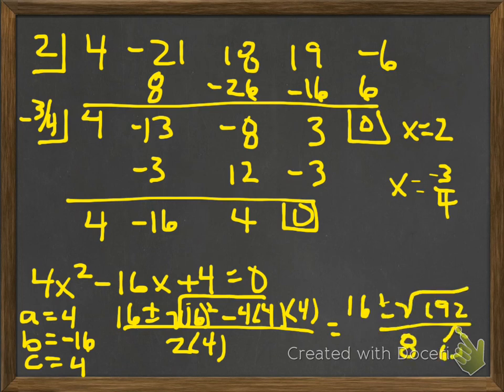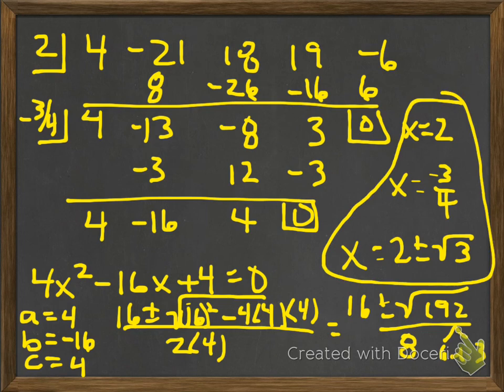Going through some of the work, you will end up with 2 plus or minus the square root of 3. 2 plus the square root of 3 is one answer, 2 minus the square root of 3 is another answer. As a decimal, 2 plus 1.7 is about 3.7, which would be the one we saw on the right. And 2 minus 1.7 would be about 0.3, the one we thought was close to 1/2. So there's your 4 answers, and that's how we get those.